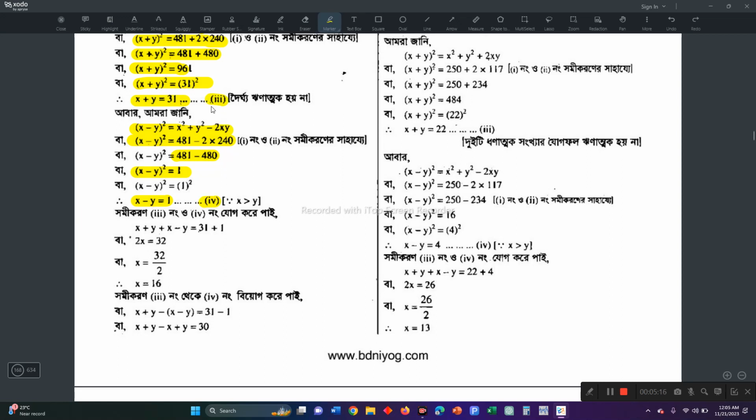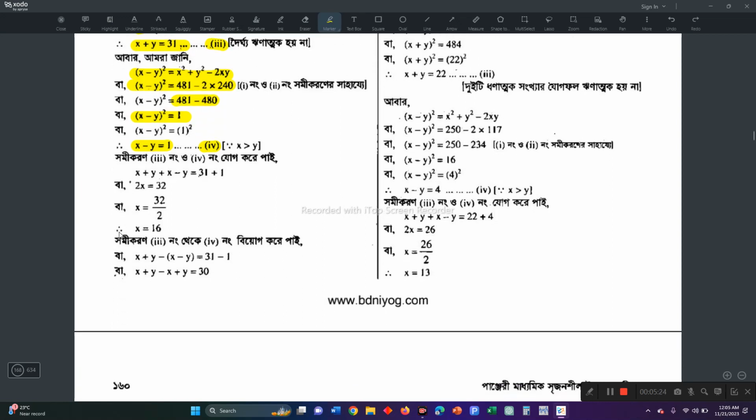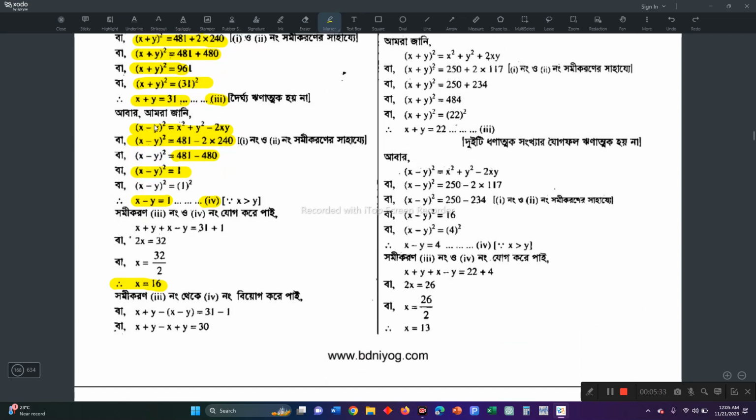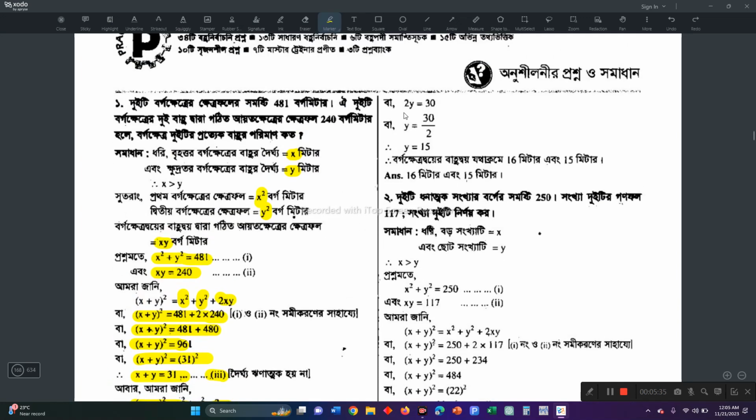Now if we add equation 3 and equation 4, we will get 2x, and then further we will get the value of x. And if we subtract equation 4 from equation 3, we will get 2y, and the value of 2y will be 30. So y will be 30 divided by 2, or y is equal to 15.